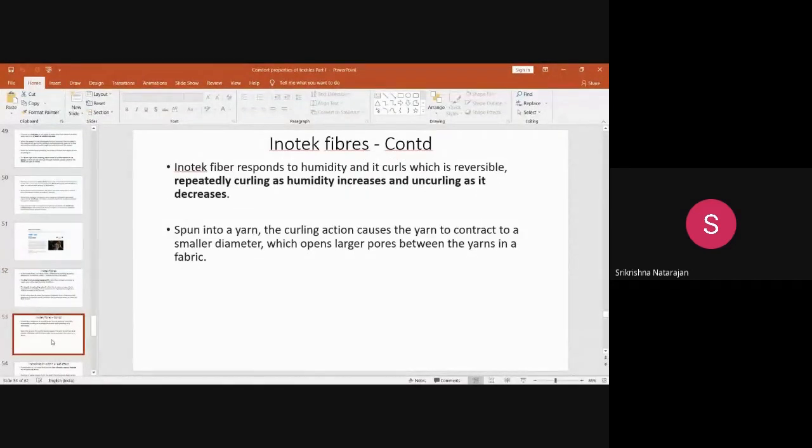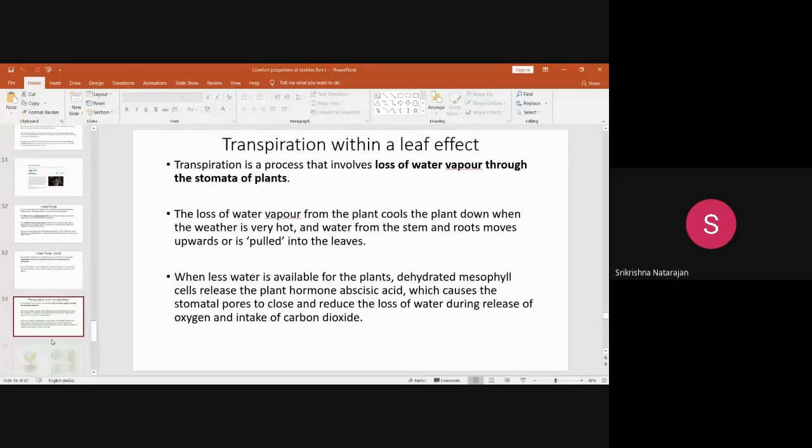And if you see this particular Inotech fiber, when the humidity is there, what will happen, it will curl. And when the humidity is less, it will uncurl. Okay, so when this Inotech fiber, which is a bicomponent fiber, is spun into yarn, depending upon the change in the humidity, it will change its curling behavior. So that is about the Inotech fiber, which is a humidity responsive textile.